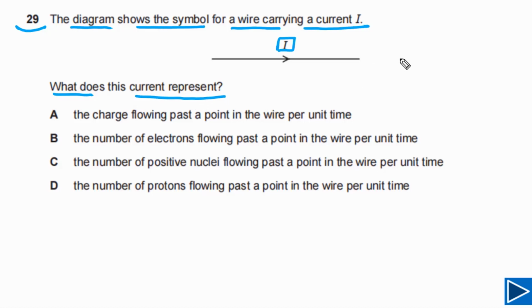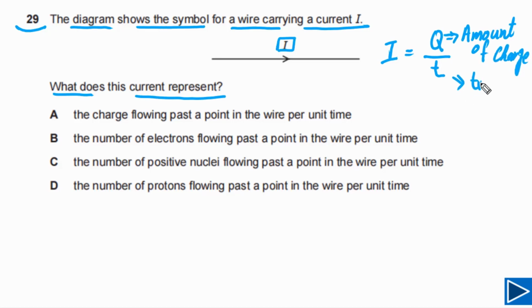So first of all, let's try to understand what exactly current is. Current is equal to Q over T. And current, simply we can define current is the amount of charge passing through a point per unit time. So Q is amount of charge and T is the time. So simply we can say current is the amount of charge passing through a point per unit time.